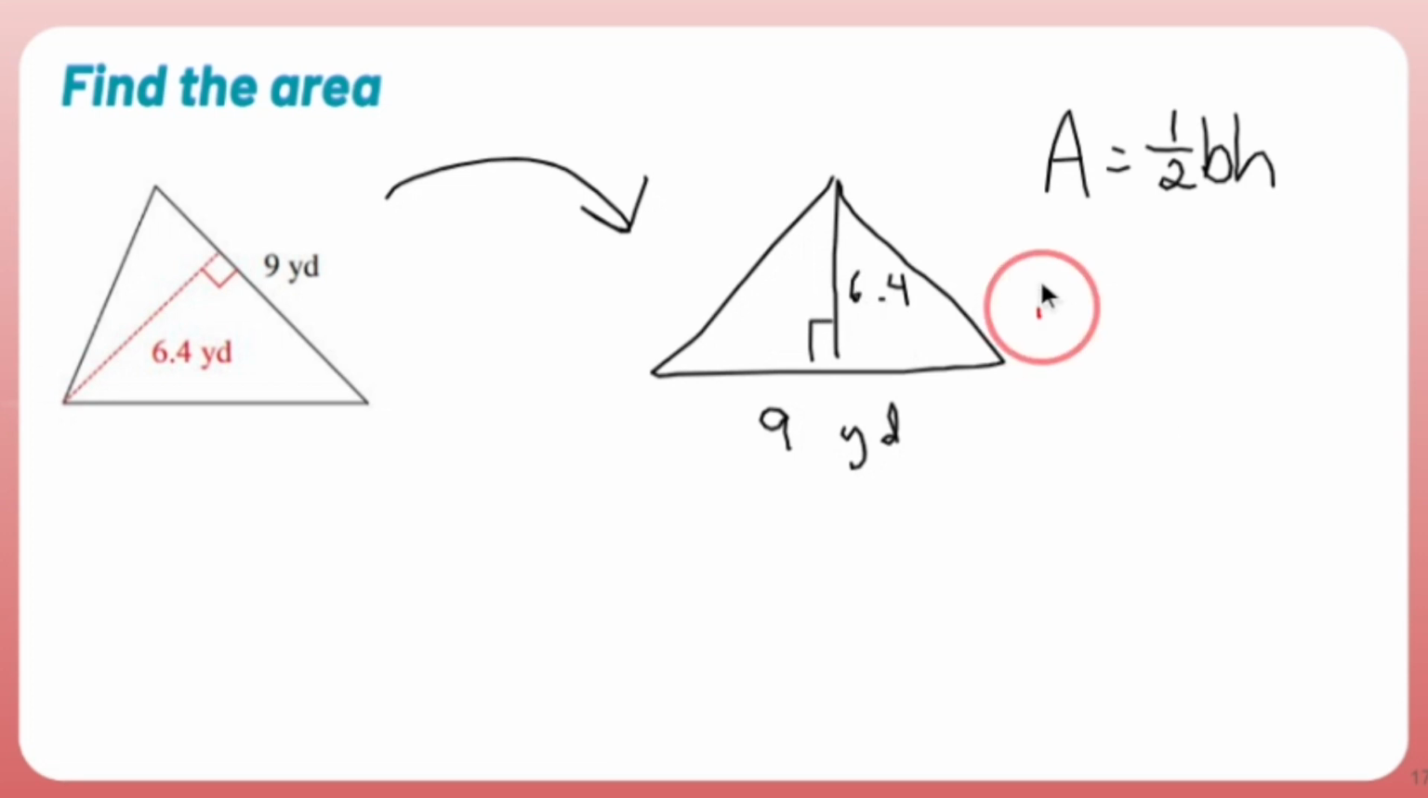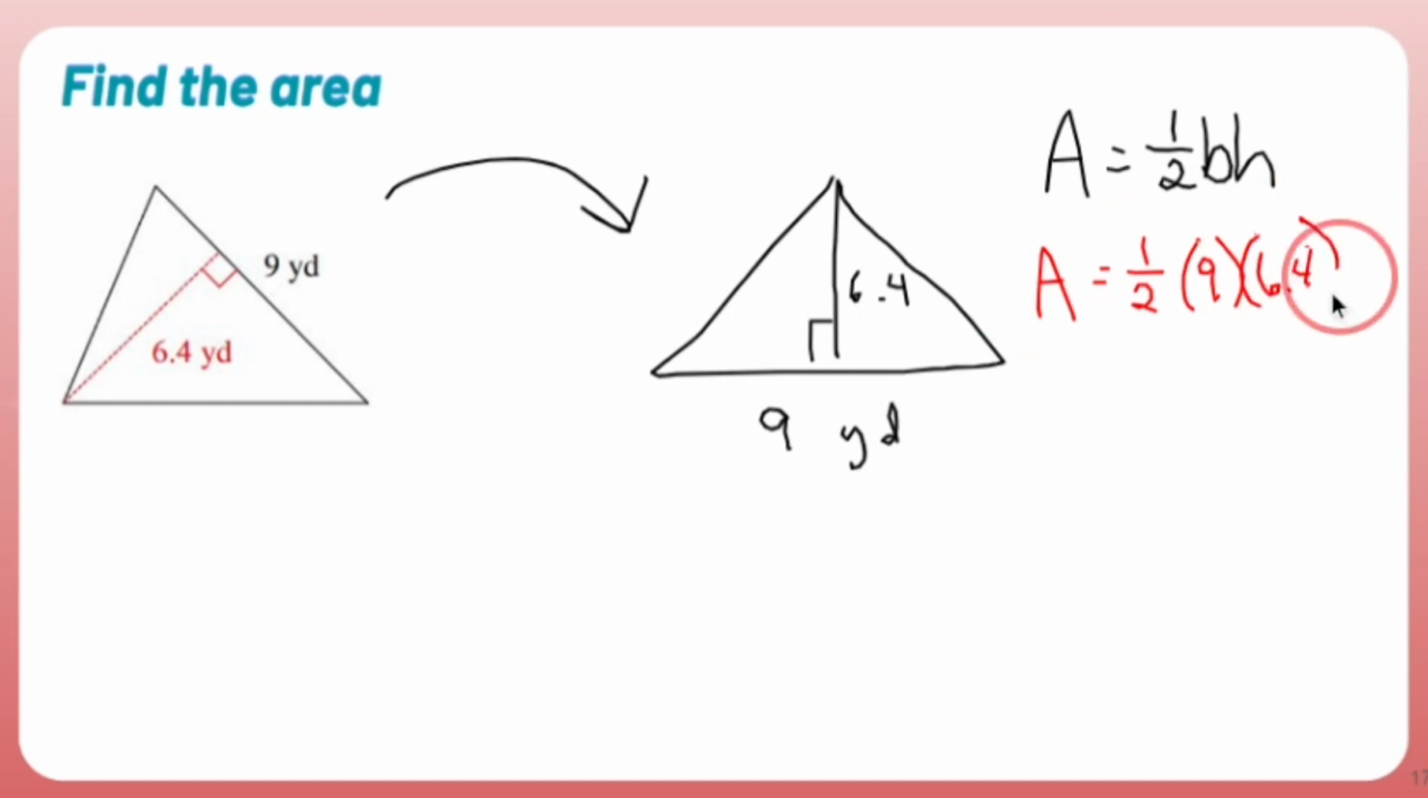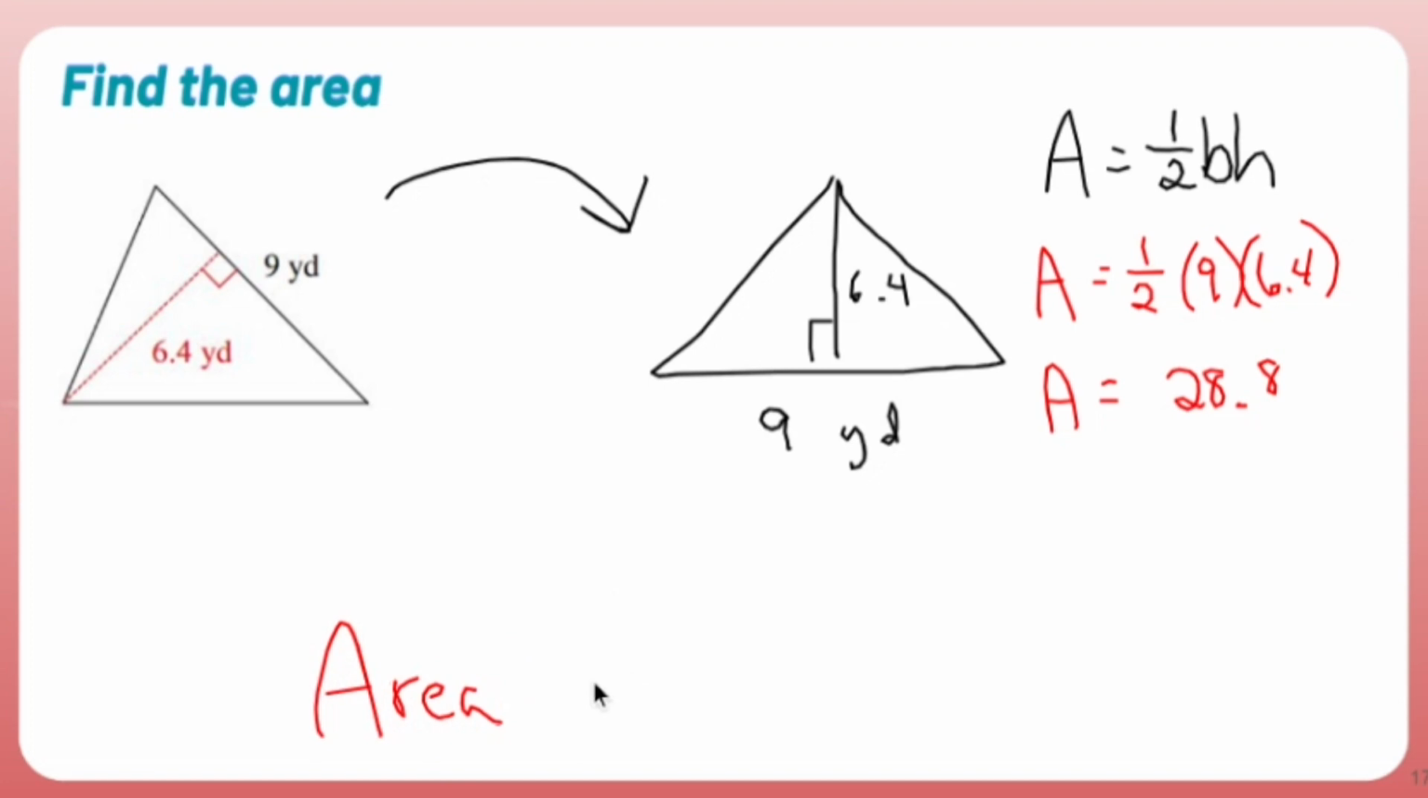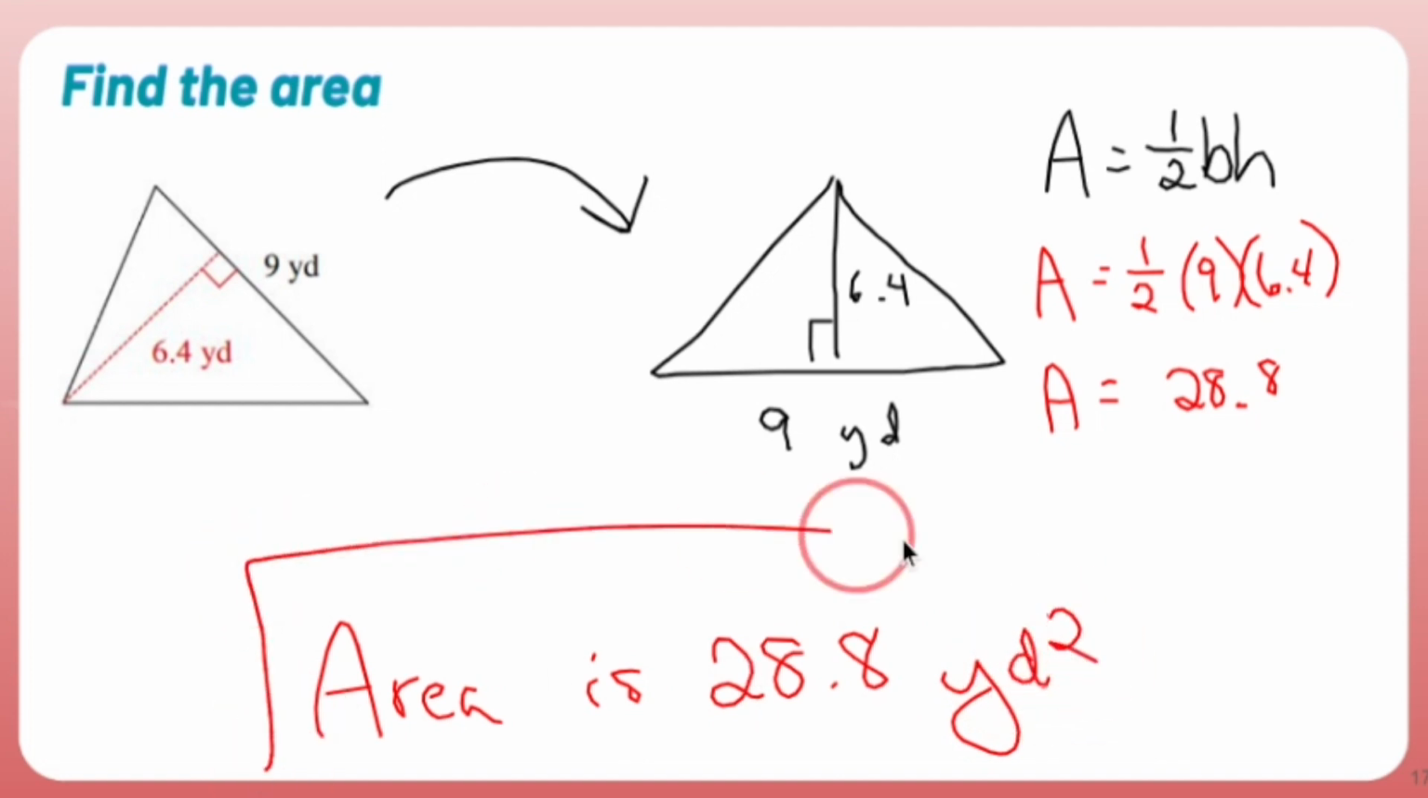So I could say that my area is 1/2 of my base, which is 9, times my height, which is 6.4. 1/2 of 9 times 6.4 is 28.8. Now, before I circle that and be very happy, we're talking about the area here. The area is always given in units squared. So I'm going to make sure I say square yards for this guy right here.